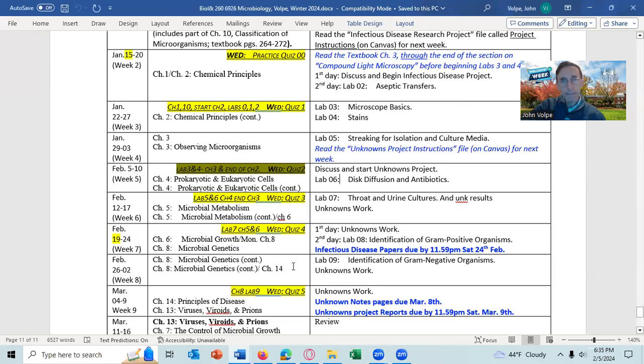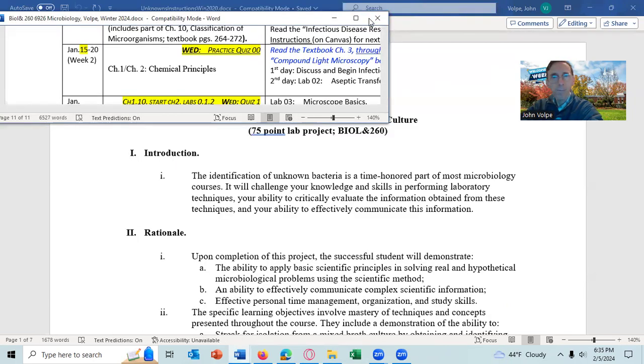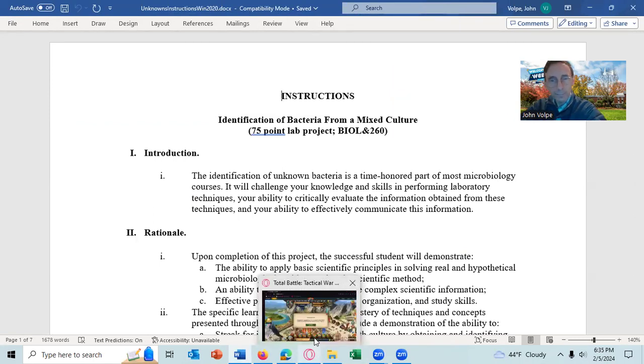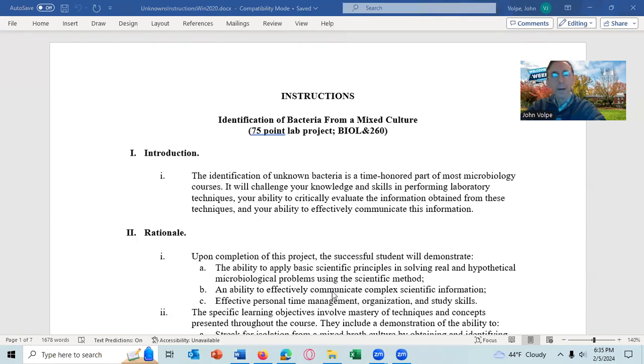All right, today is February 5th, and today we're going to be discussing and starting the unknown project. Any questions about any of that? I think I'm going to close this down because my computer is overloaded at the moment. Let me shut this down too. Come on, there we go. So we're going to be working on the unknown project.